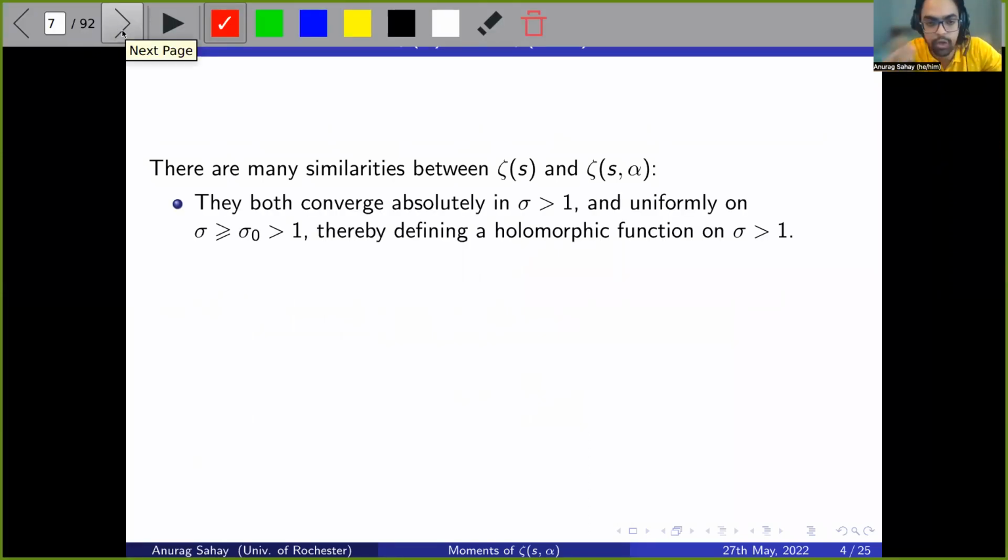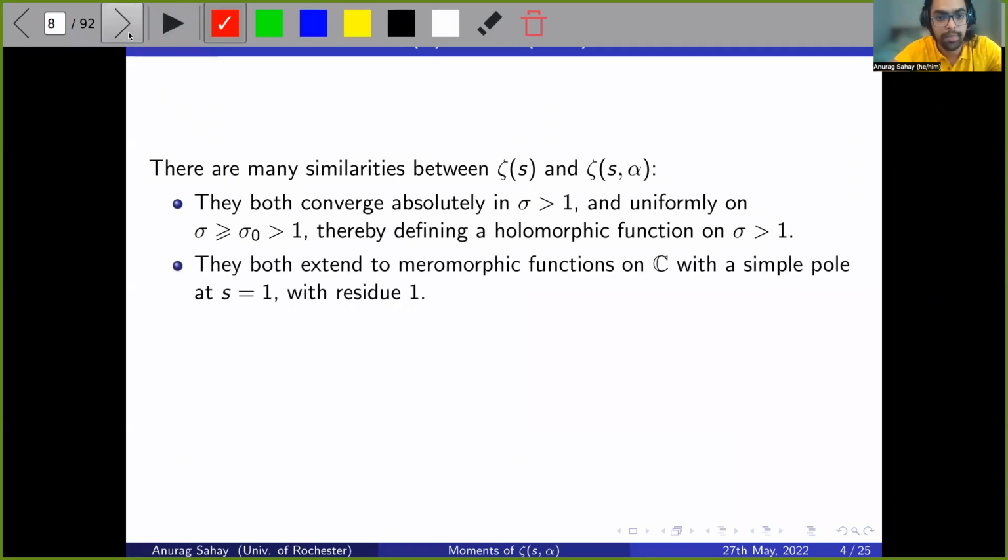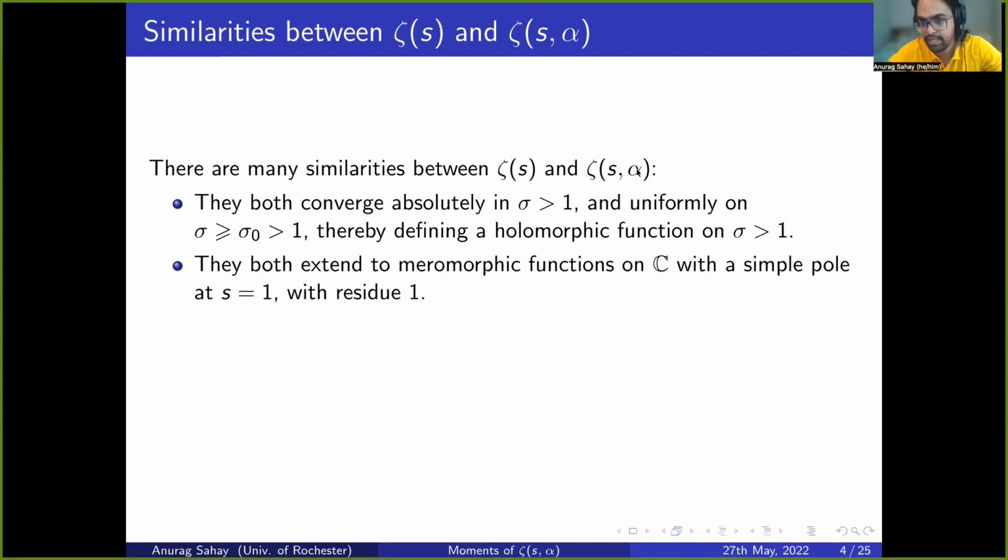One is the usual argument for showing that zeta is holomorphic in the half plane sigma greater than 1 goes through exactly to show that zeta(s, alpha) is holomorphic in that region, basically because it converges absolutely for sigma greater than 1 and uniformly if you're bounded away from 1. You can use several of the arguments that show how to take a meromorphic extension of zeta to the full plane to show that zeta(s, alpha) also has a meromorphic extension. It also has a pole. The pole is at the same place, at s equals 1, and the residue is the same. It's still 1.